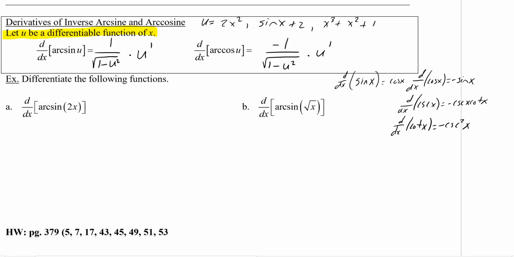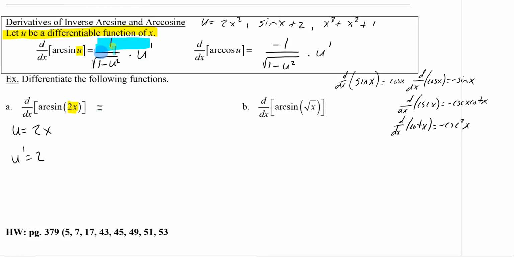So let's go ahead and talk about letter A. The easiest way to attack this problem is to identify the u. What is the u in this problem? I'm looking at the u right here. Here is the u. So the u is 2x. U prime is 2. Now all I have to do is state the derivative rule.